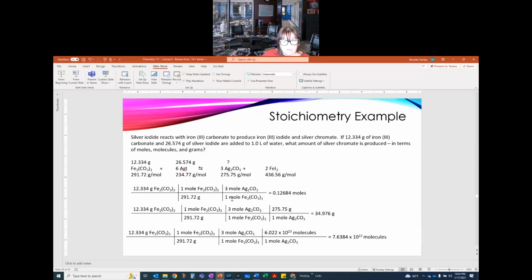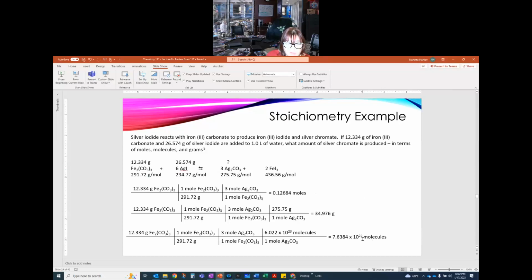I use the molar ratio. 1 mole of Fe2(CO3)3 makes 3 moles of Ag2CO3, and that tells me how many moles of Ag2CO3 I make. I can do a conversion that's exactly the same but has one additional step where I multiply by the molecular weight of the Ag2CO3, and that tells me how many grams of that material I make. I can also, once I get to the moles, multiply by Avogadro's number to tell me how many particles I have. And of course, that's molecules because it's an Ag2CO3. You can just call it particles. You can call it molecules. It's not an ion, so I wouldn't call it that. Any word that works for it is okay.